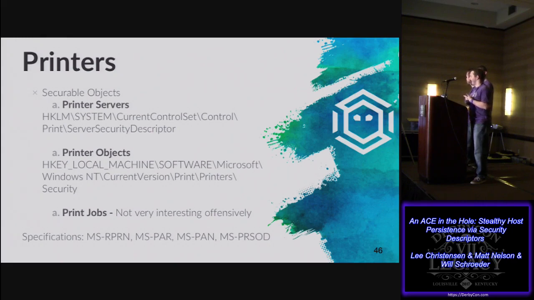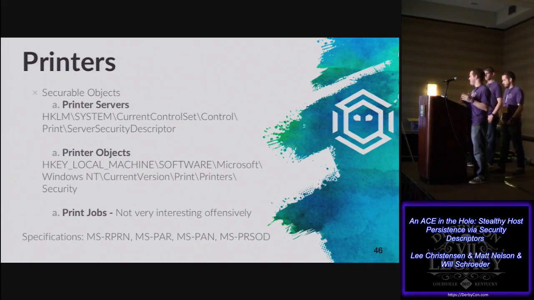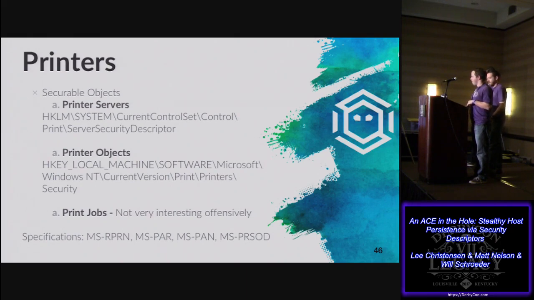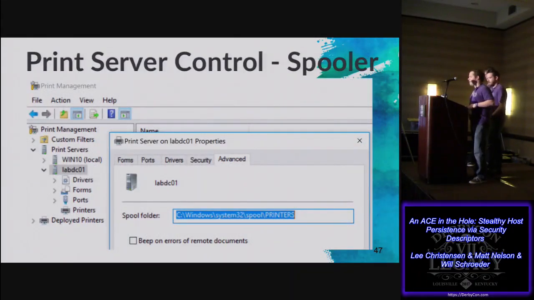When we're talking about printers, there are actually three different types of objects that you can interact with that are securable. There are print servers, printer objects themselves, so each individual printer you add on a machine, and then print jobs. I couldn't find anything you could do with print jobs, so I'm not going to really talk about those, but you can find the security descriptors for those other two object types in the registry offline. You can also query them online using the printer RPC interface, which some Win32 APIs implement, but they're also specified in those specifications there at the bottom.